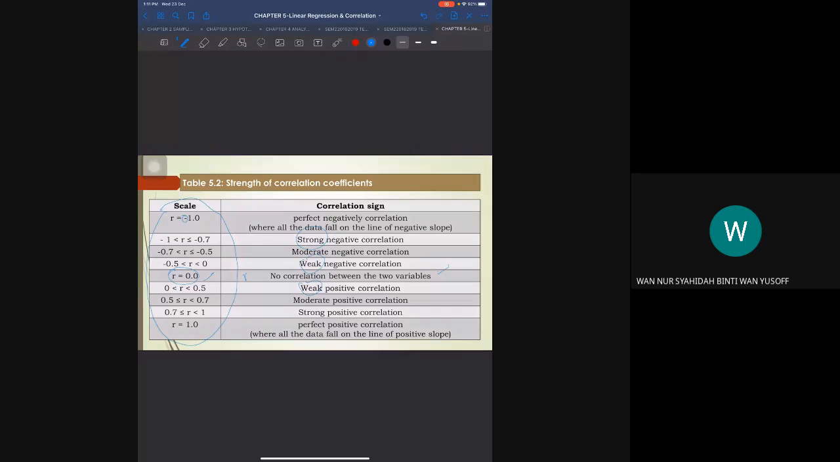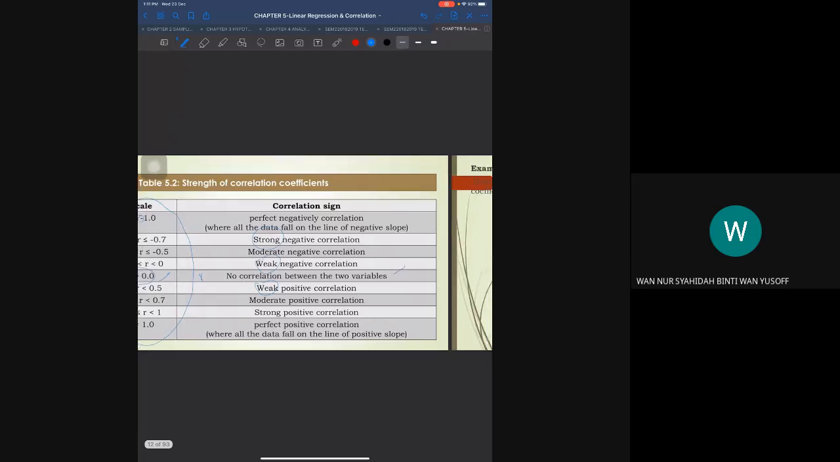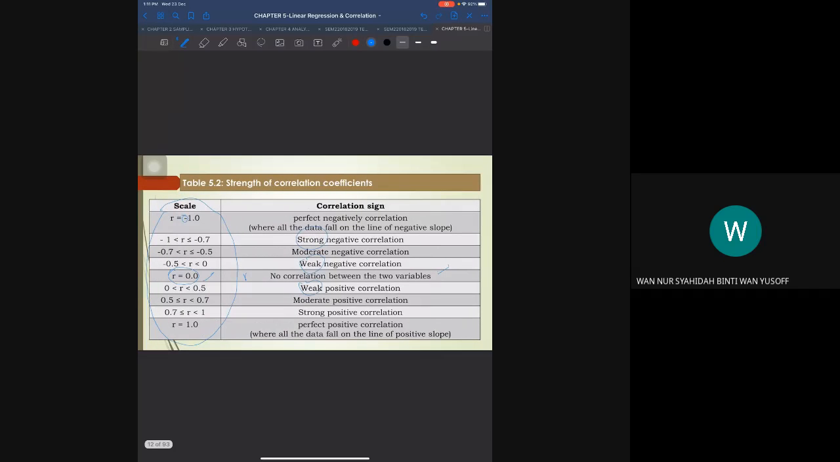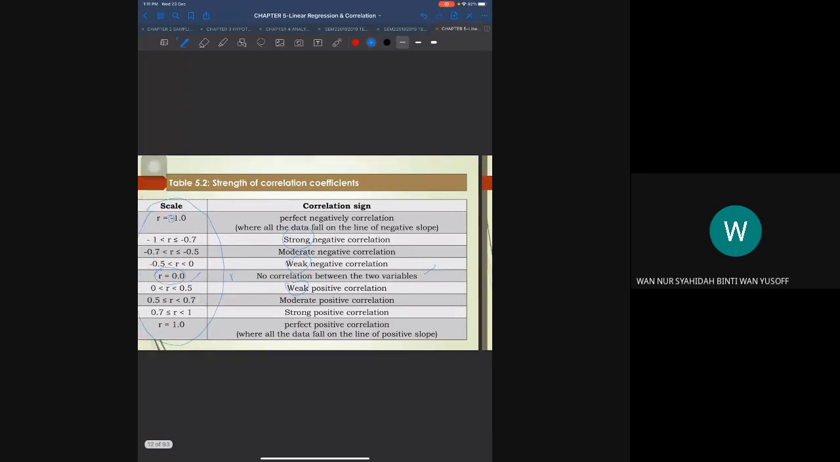Okay, that's the implication. Strong relationship means that your X greatly influences your Y. If you have a weak relationship, another interpretation is that we can get just a few pieces of information from that. So it is okay to replace it with another variable if you have a weak relationship.